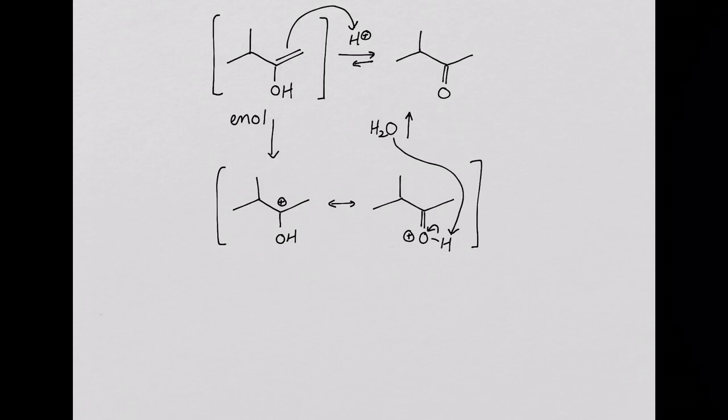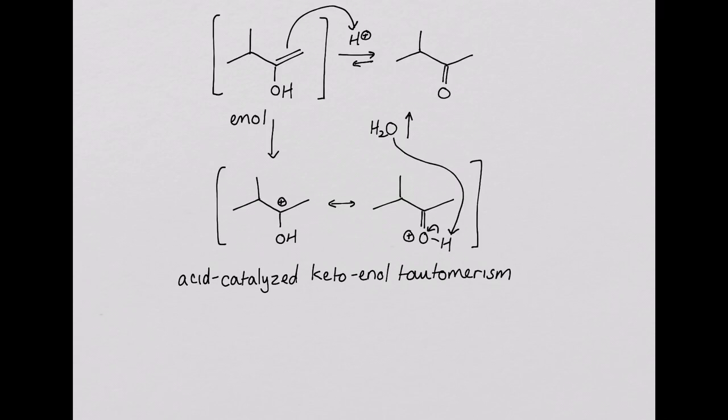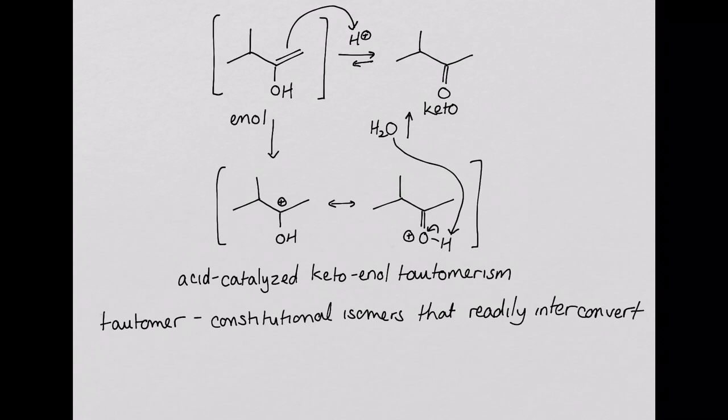This process is common enough that it has been given a name. It's called an acid-catalyzed keto-enol tautomerism. Typically, the ketone is called the keto form of this tautomer, which is where the name comes from. A tautomer is a constitutional isomer that readily interconverts. Typically, this interconversion occurs through proton transfer. This equilibrium favors the ketone form because it's more stable, which is why the product of hydration of an alkyne gives us the ketone.